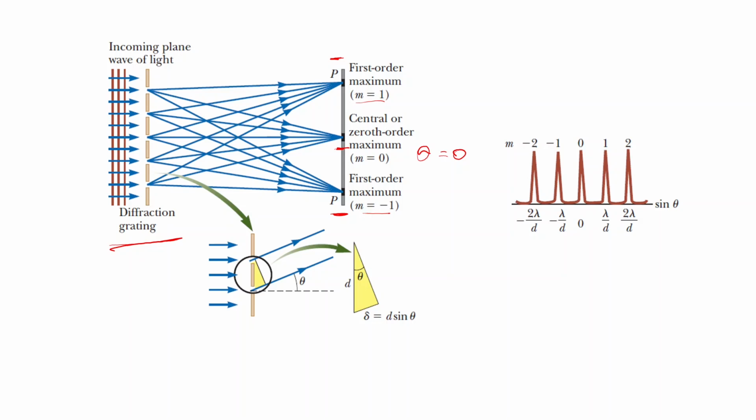So as a result, we get a system of maxima. This is the distribution of light intensity of this plane light wave, which diffracted over this diffraction grating. And we have very distinct, sharp peaks at different angle positions with respect to the main central or zero order maximum.